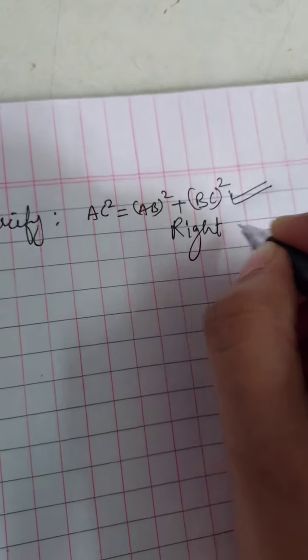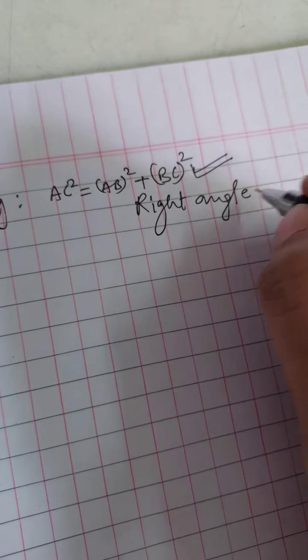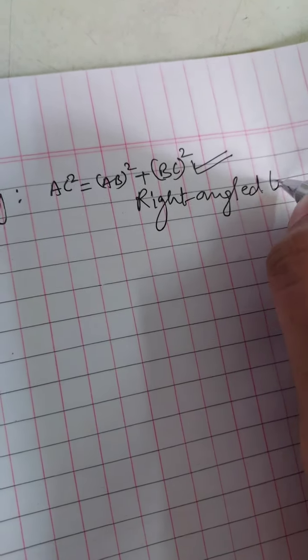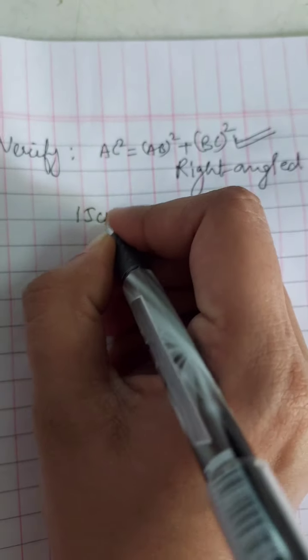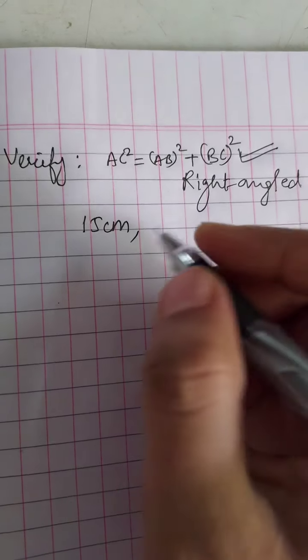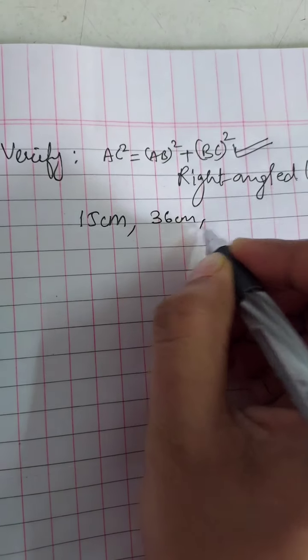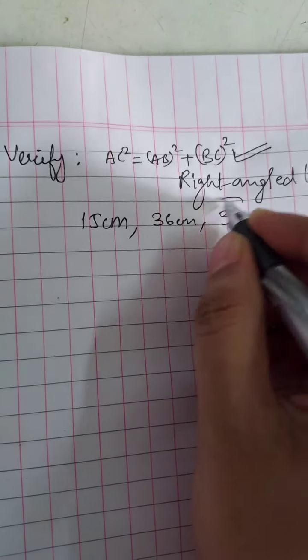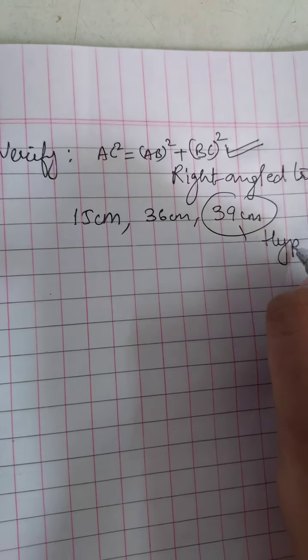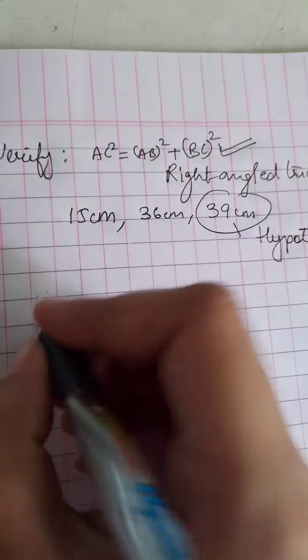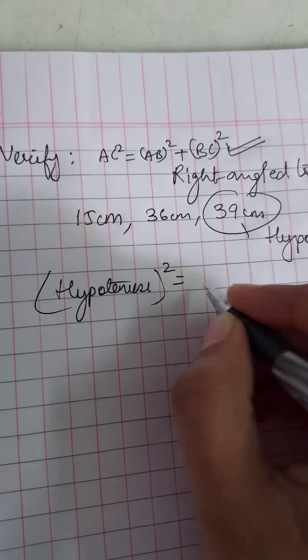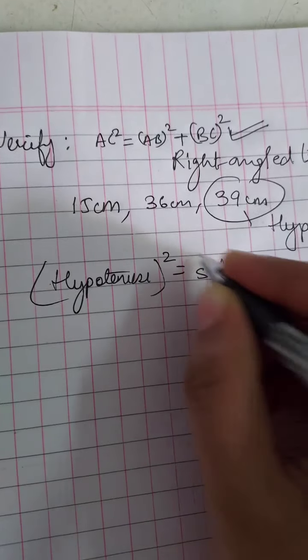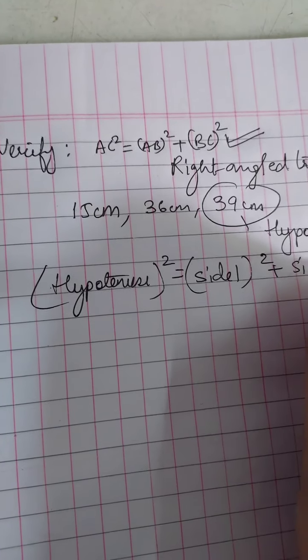Right angle triangle. Is that clear? If this theorem is correct, we'll say that it is a right angled triangle. Okay, and if the answer is not coming the same, we'll make it what? No. So let's calculate it. Okay, the values are how much? 15 centimeter, 36 centimeter and 39 centimeter. So the bigger value is of the hypotenuse. Okay, and what does the theorem say? Hypotenuse ka square is equal to kiske barabar hota hai? Side 1 ka square plus side 2 ka square.